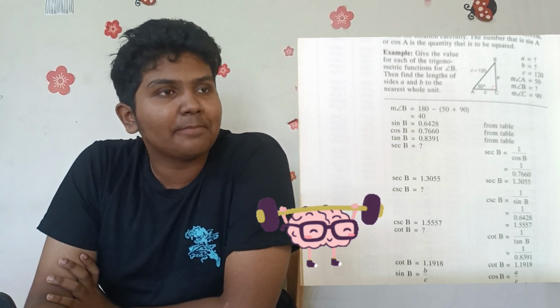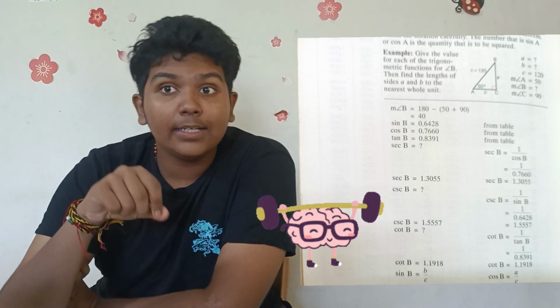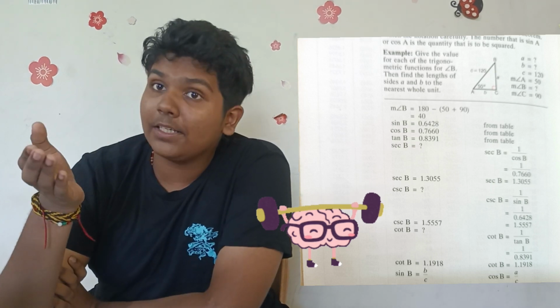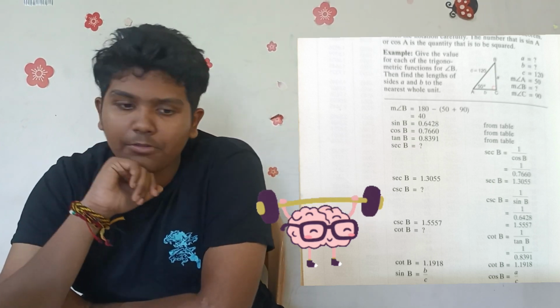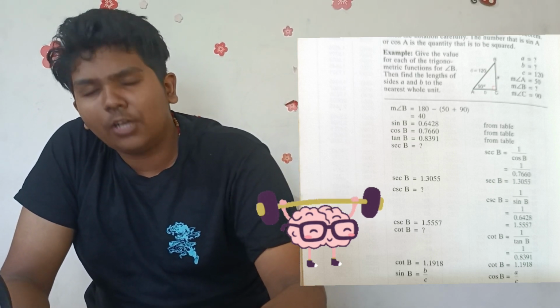Here it's given, you have to find the sec B. So how do you find the sec B? Sec B is equal to 1 by cos B, right? As we found out. So this is 1 by cos B, and the cos B is given. So 1 by 0.7660. So sec B is equal to what? You tell me. Solve it.